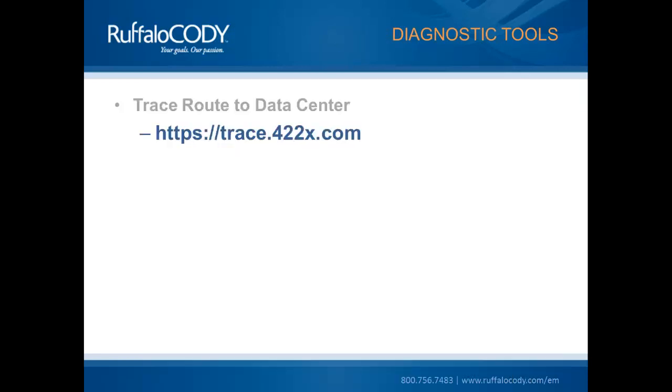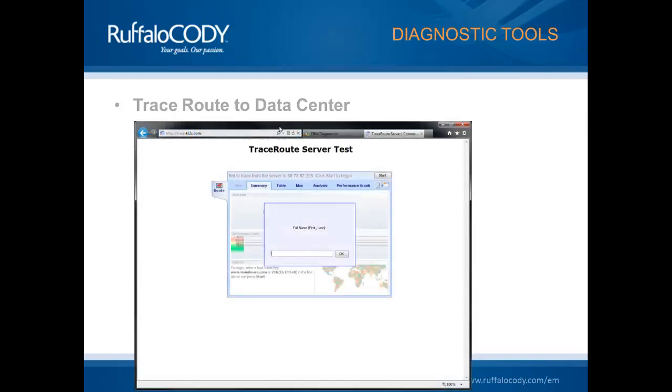Okay, lastly, we have another tool that we've just put into place that does a trace route from our data center to your desktop. And to do it, all you have to do is go to this address. It's just trace.422x.com. And by doing so, you'll come to a web page that looks like this one. And it's going to ask you just for your name. And this is so that as we're collecting trace information on our server, we can identify who did the test. So if you just put your name in here and click OK, what it's going to do is run a test between your desktop and our server.